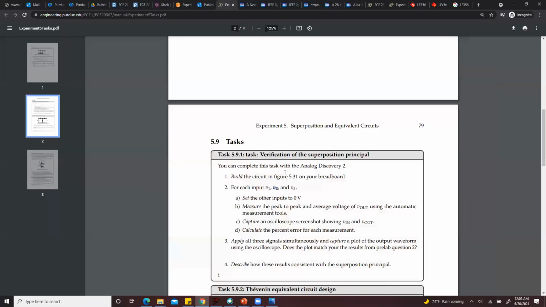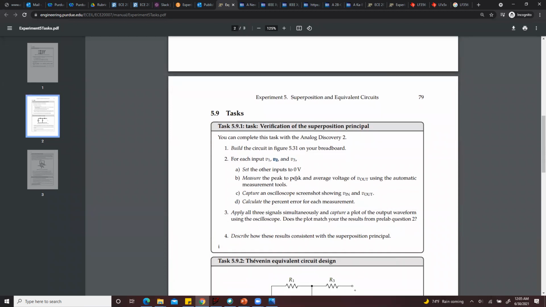Remember, when you take a screenshot, make sure you measure the peak-to-peak voltage and the average voltage by using the automatic measurement tool. So there should be 4 screenshots in total, and the last screenshot is the total Vout.